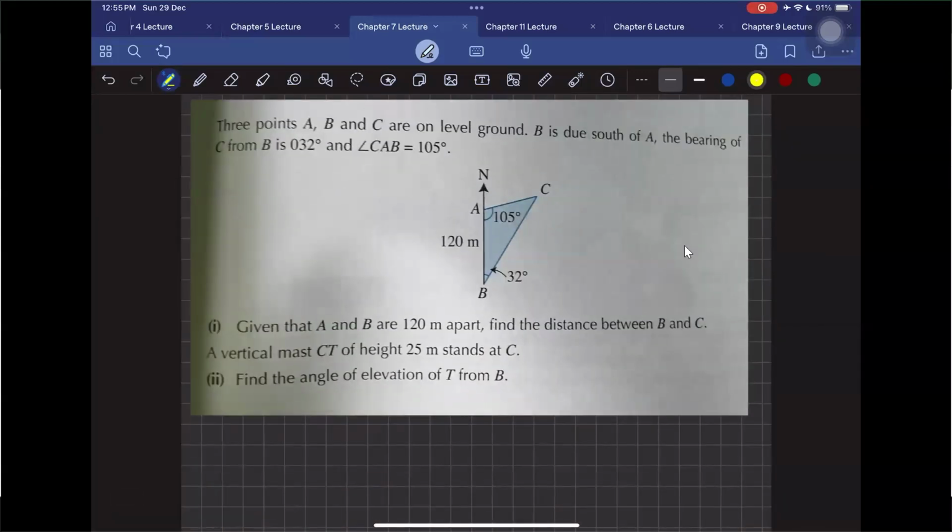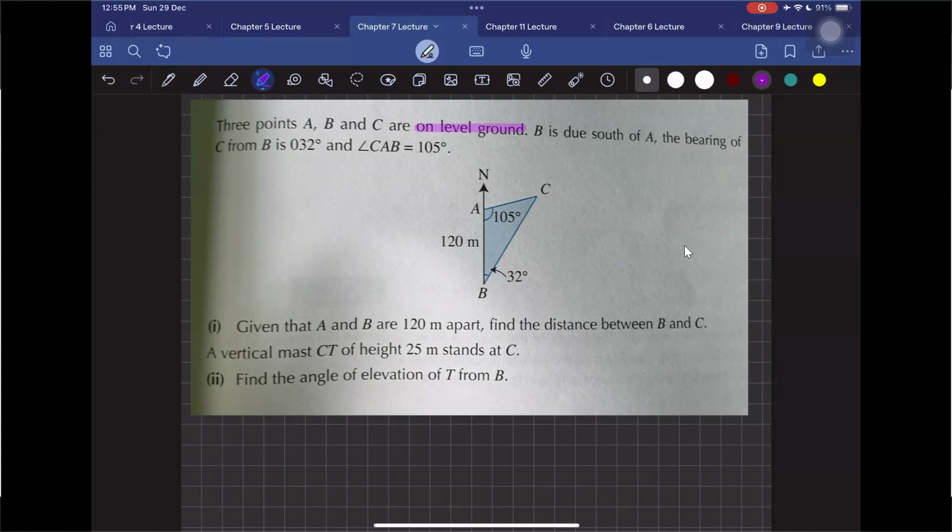So you have points A, B, C, which are on level ground. This is a very important thing to take note of. B is due south of A. The bearing of C from B is 32 degrees. Okay. And CAB is 105 degrees. Okay, so on and so forth. They ask you to find the distance BC. So you are given all these angles.